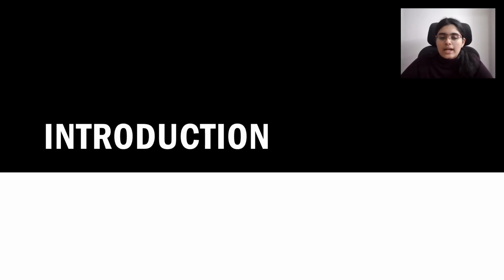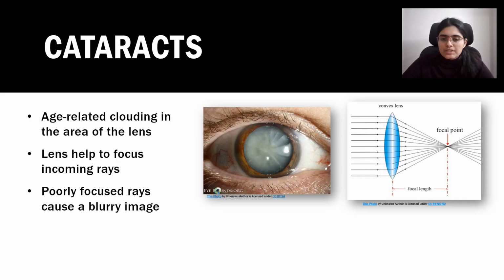So just to introduce cataracts, cataracts come from the Latin word cataracta, which means a waterfall, referring to the whitish appearance of flowing water, similar to the whitish appearance of a cataract in the eye. But more specifically, a cataract is what you see in this particular image. It is age-related clouding in the area of the lens. I would like to make note of the fact that there are different types of cataracts. In this video, we will be specifically dealing with senile cataracts, the ones that are associated with aging. And like you can see here, there is a clouding of the lens.